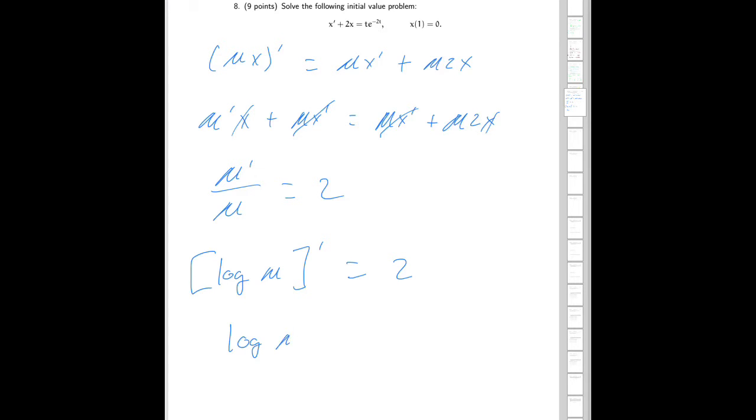This tells us that log of mu is equal to 2t plus c, but we just need one integrating factor, so we take the one where c is equal to 0. And so this tells us that the integrating factor, mu of t, is equal to e to the 2t. Okay, so that's the integrating factor. I'm going to erase all of this stuff. The integrating factor is e to the 2t.